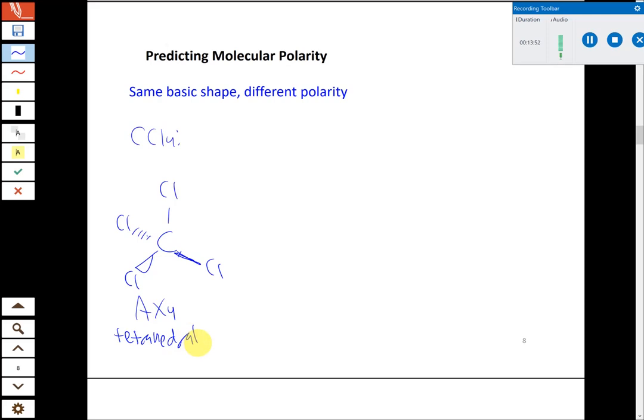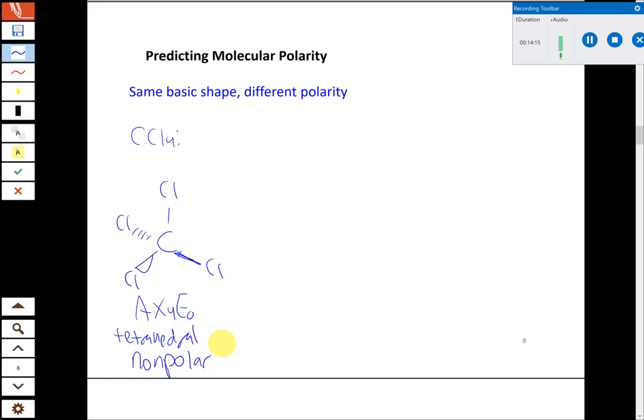Now, we said earlier that if you have a molecule that has four of the same atoms bonded to the central atom, these are all chlorines, and it has no lone pairs on the central atom, so this would be AX4E0 if we want to include the E part of it, this would be a situation where it's nonpolar, and that's certainly true. So carbon tetrachloride, CCl4, is nonpolar.